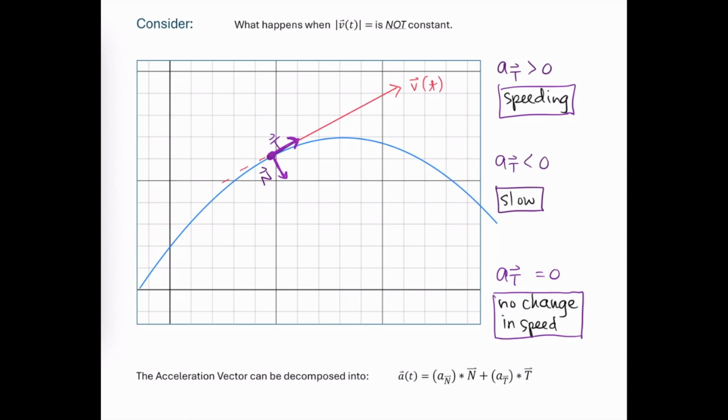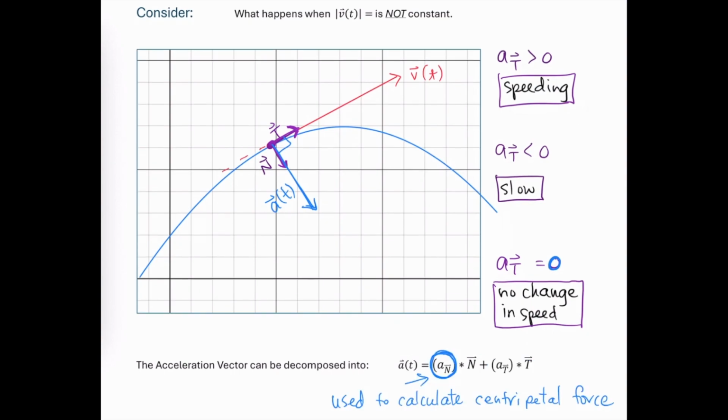So in our concept drawing here, that just means that the acceleration is exactly perpendicular to velocity, and all of the acceleration is in the direction of the normal vector. It's simply a scalar multiple of the normal vector with nothing in the direction of the unit tangent vector. So when the unit tangent vector is multiplied by a scalar that is 0, the entire acceleration vector is in the direction of the normal vector. And we use the scalar multiple of the normal vector when we're calculating centripetal force.